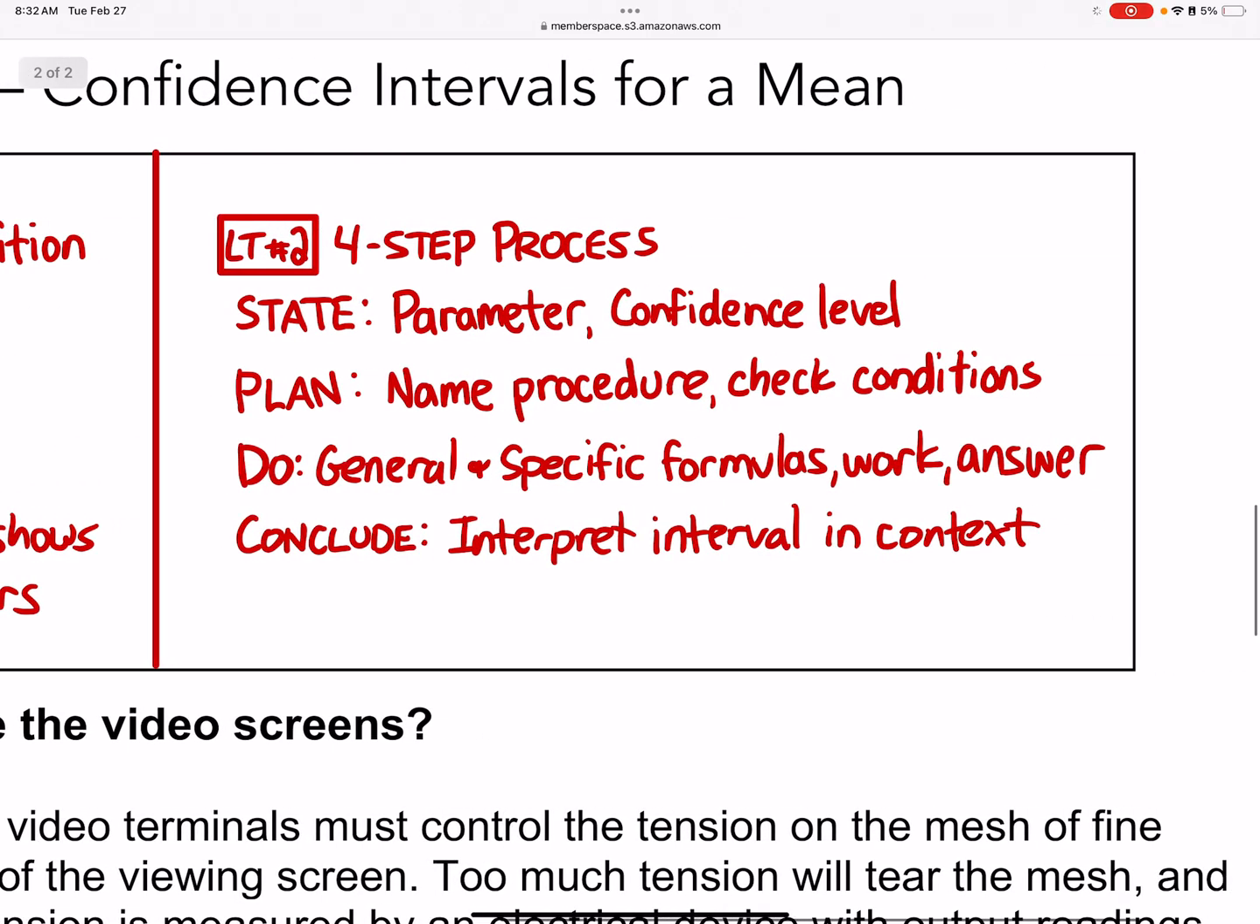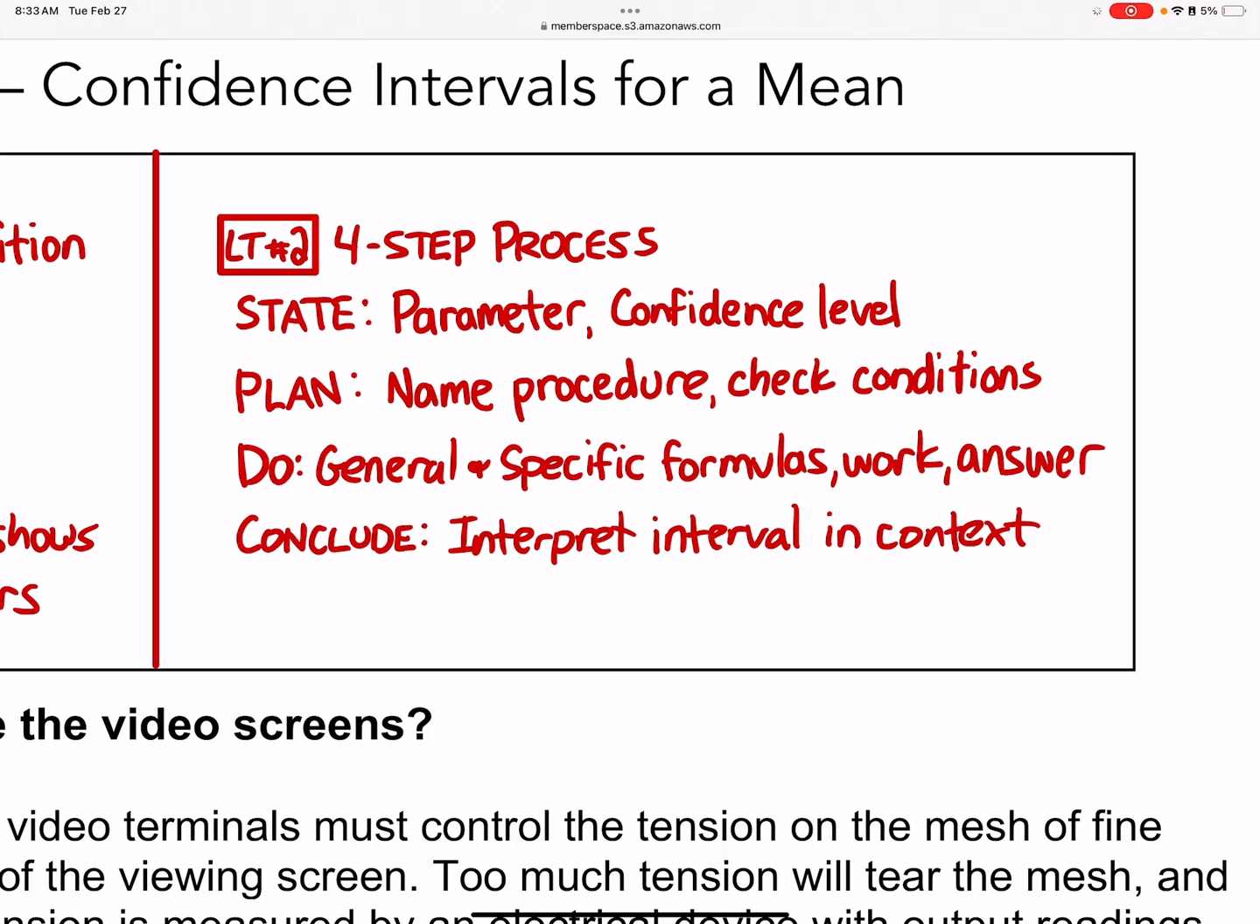So the 4-step process is state, plan, do, conclude. You'll see I have some things called phantoms on mine, which is the same thing. My phantoms is parameter, and then hypothesis, assumptions and conditions, and then you'll see name the test, state the test statistic, and so it's the same thing as this here. It's just done in a little bit more detailed steps. So this one here, state, is parameter and confidence level.